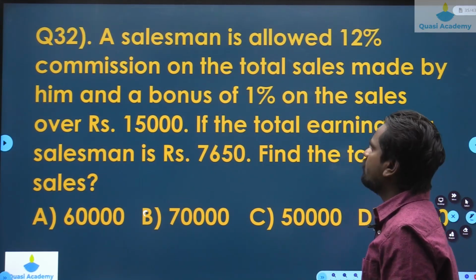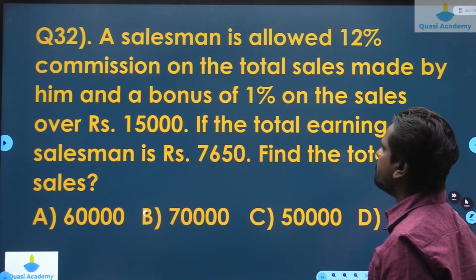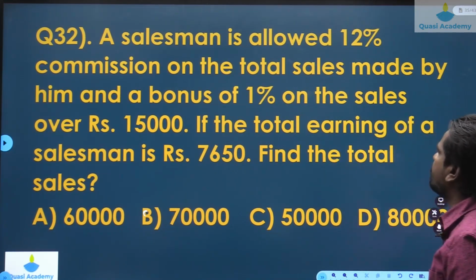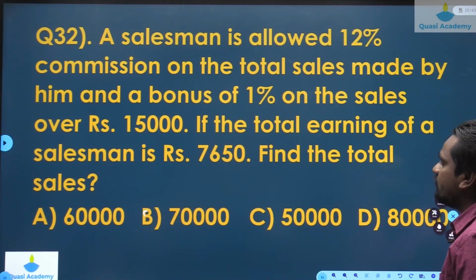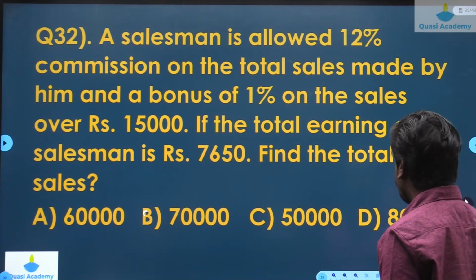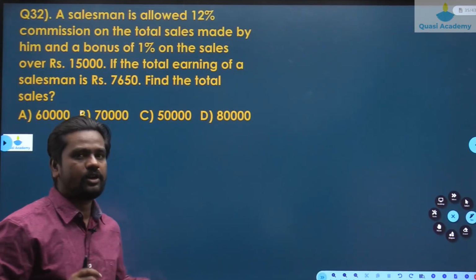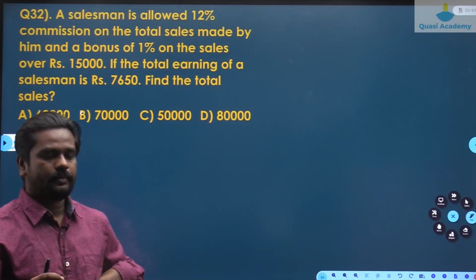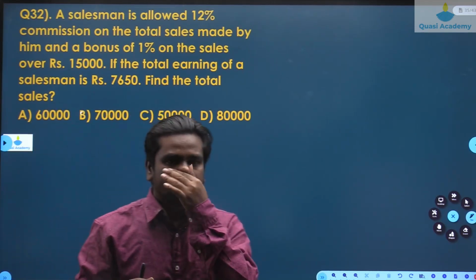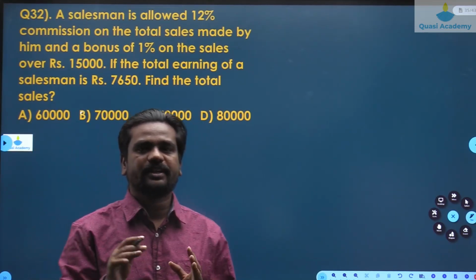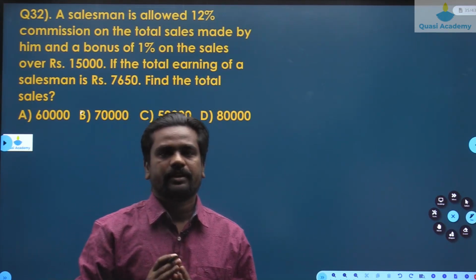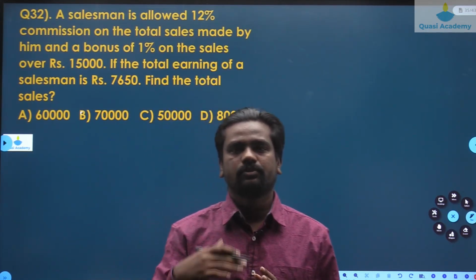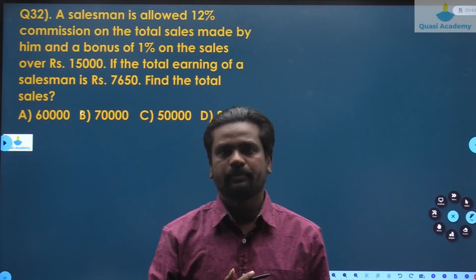A salesman is allowed 12% commission on the total sales made by him and a bonus of 1% on the sales over rupees 15,000. If the total earnings of the salesman are rupees 7,650, find the total sales. Here the concept is, a salesman is assigned a job to sell a product.